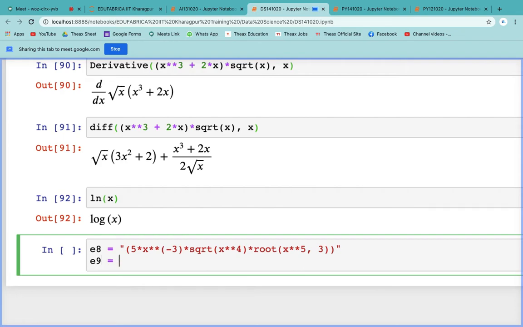Next equation. This is also quite a big one. This is 8x to the power of 9, multiplied by the fifth root of x to the power of minus 8. This differentiation is quite big. Then the seventh root of x to the power of 11, multiplied by the ninth root of x.